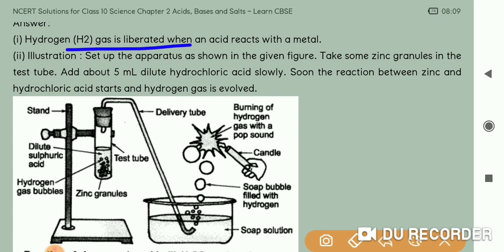Okay, generally hydrogen gas is liberated when any acid reacts with any metal. कोई भी एसिड कौन से भी मेटल के साथ रिएक्ट होता है तो हमेशा द कंपल्सरी हाइड्रोजन गैस ही रिलीज होता है. Okay, the explanation is given here.